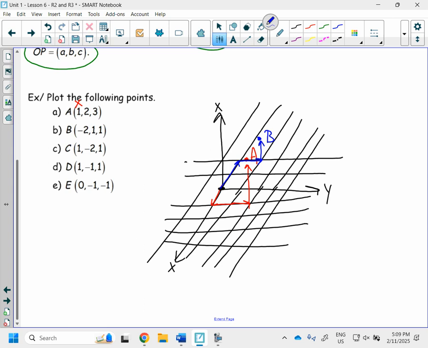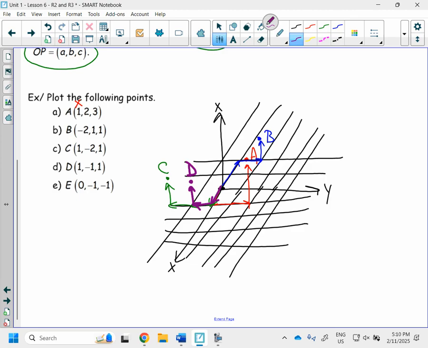Okay, we'll try C. It's 1 on the x, so 1 towards us. -2 on the y, so we can go left on the y-axis 2 spots. And then 1 up on the z. You notice I try to make my ups about the same size. That would be C. D is 1 on the x, -1 on the y, and 1 on the z. So I'd say D is about there.